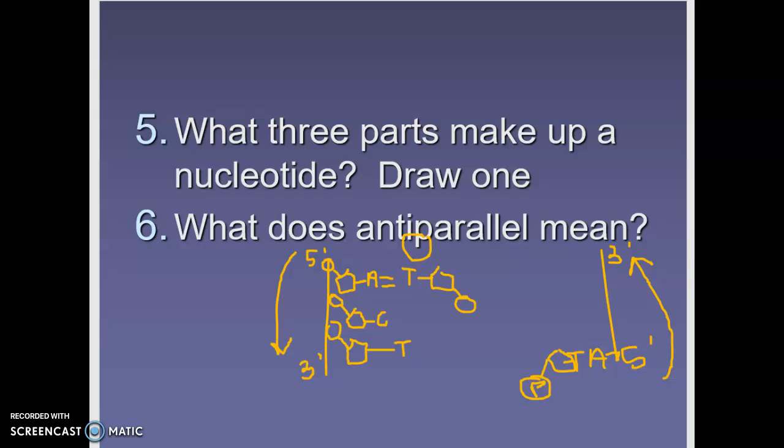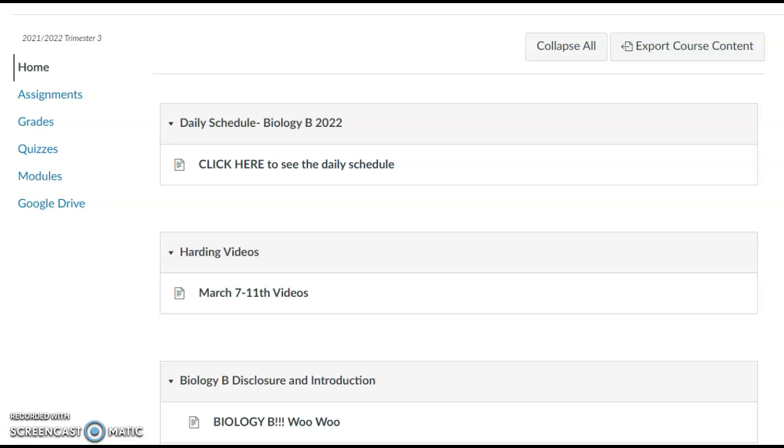All right, so at this point, we are going to go ahead and take a Canvas quiz. So I need everybody to grab their own individual Chromebooks. Okay, once you grab your Chromebook, get into the Biology Canvas page. And once again, here is what we're looking at. Okay. So there's 2 different ways you can get to it.